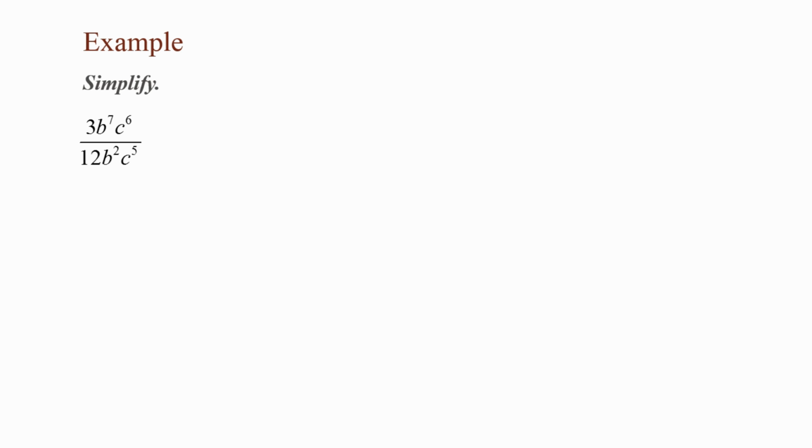In this example, simplify 3b to the 7th, c to the 6th, divided by 12b squared, c to the 5th. For 3 divided by 12, that reduces to 1/4. b to the 7th divided by b to the 2nd, I can subtract the exponents. 7 minus 2 is 5, so that gives me b to the 5th. For my c's, c to the 6th divided by c to the 5th, subtract the exponents. 6 minus 5 is 1, which is just c. So my final answer is 1/4 b to the 5th, c.